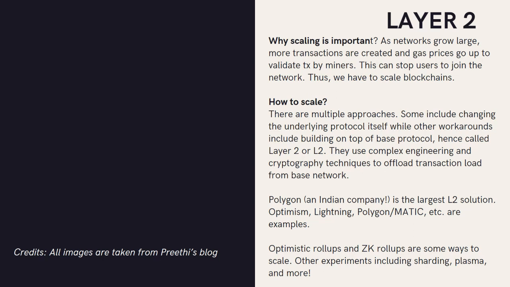That is why a workaround is to have what are called layer twos. What is a layer two? A layer two is essentially a set of smart contracts or a layer on top of the base layer that provides the scaling solution to the base network. Polygon, again, if you have heard about it, a famous Indian company, is the largest L2 solution currently. Other examples include Optimism, Lightning, and so on.